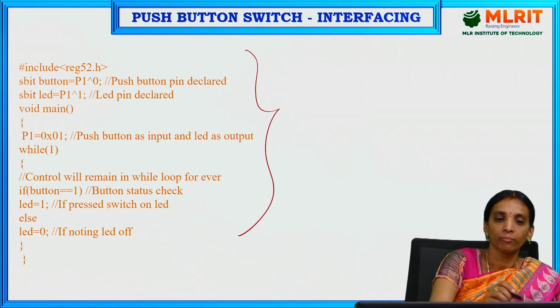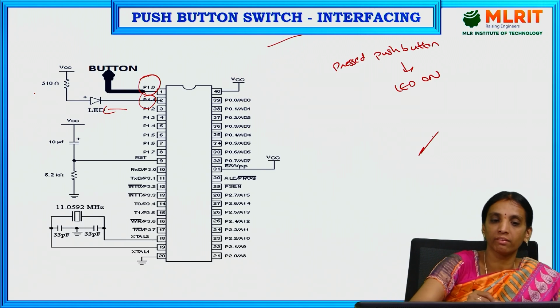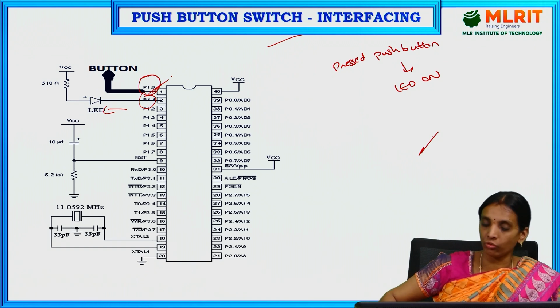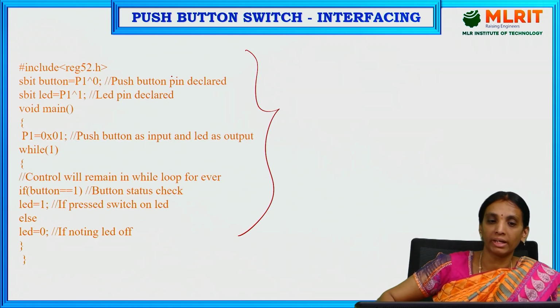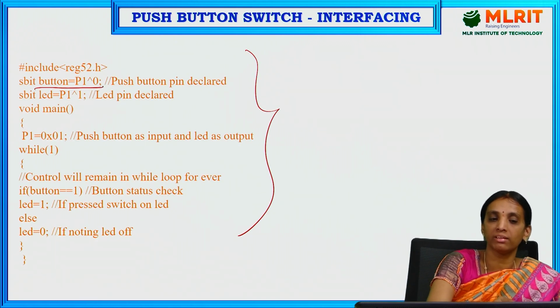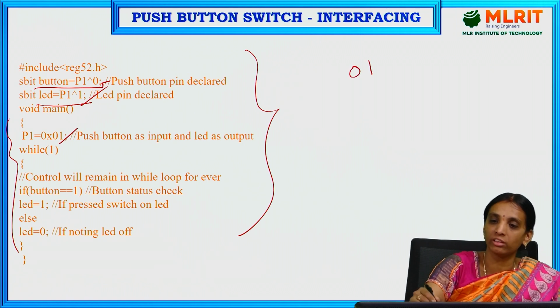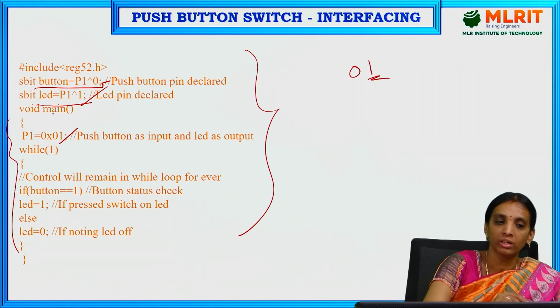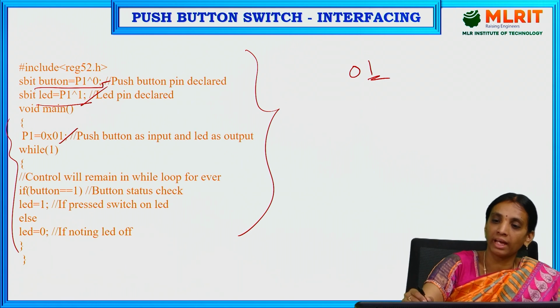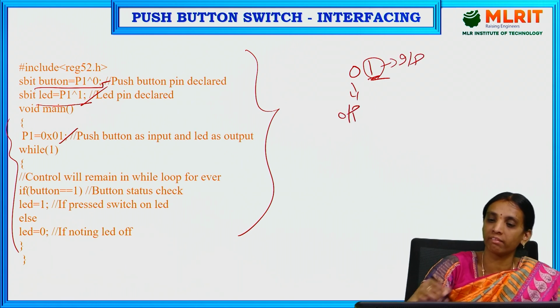As we have already seen in the circuit diagram, P1.0 is used for connecting the button. Here the button is declared with P1.0 and the LED is declared with P1.1. This is the main function. Here port 1 is 0 1, which is nothing but 1 0. A bit of 1 means it is acting as an input device and 0 means it is acting as an output device.